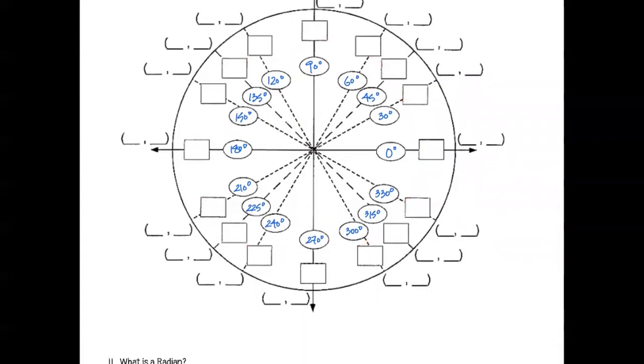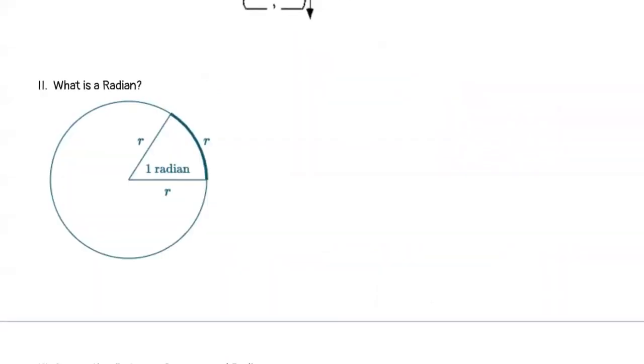All right. So what is a radian? A radian is nothing more than another way to measure an angle, or to measure angles. Okay. So it's another way to measure angles.